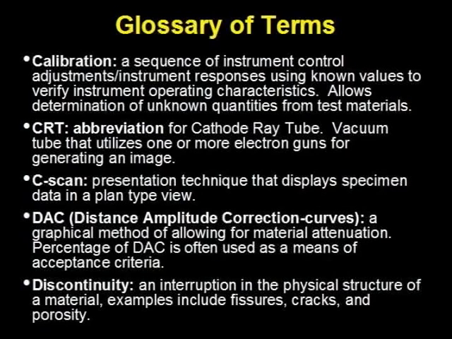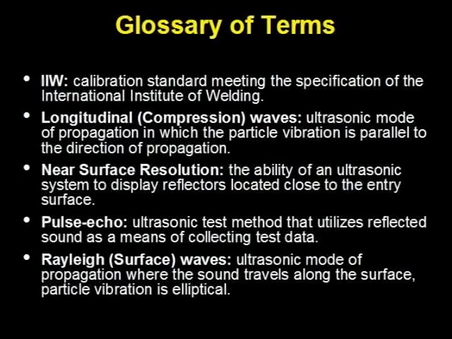DAC, or distance amplitude correction curves, is a graphical method of allowing for material attenuation. The percentage of DAC is often used as an acceptance criteria. A discontinuity is an interruption in the physical structure of a material. Examples include fissures, cracks, and porosity. IIW block is a calibration standard meeting the specifications of the International Institute of Welding.